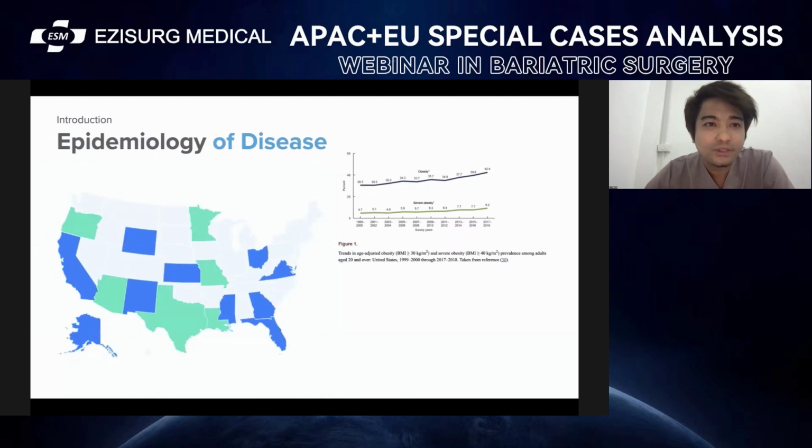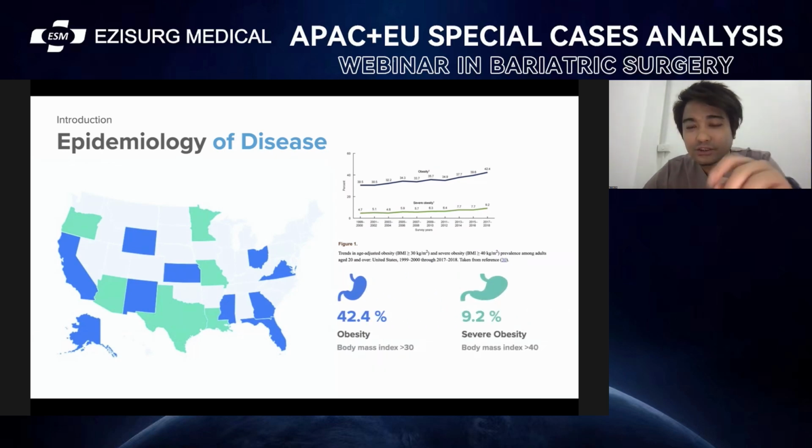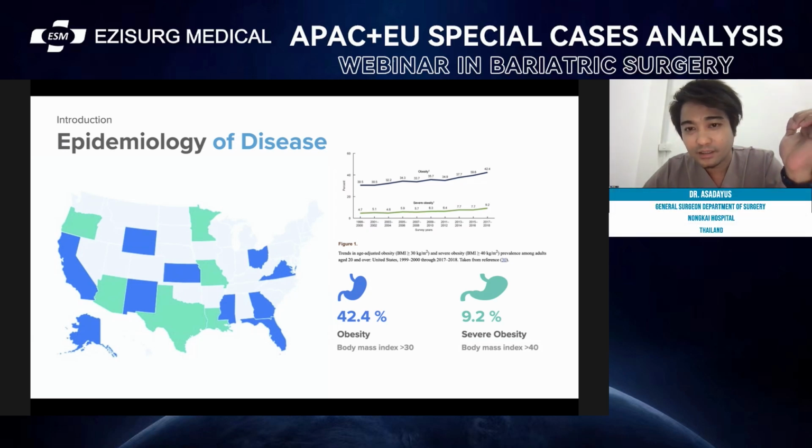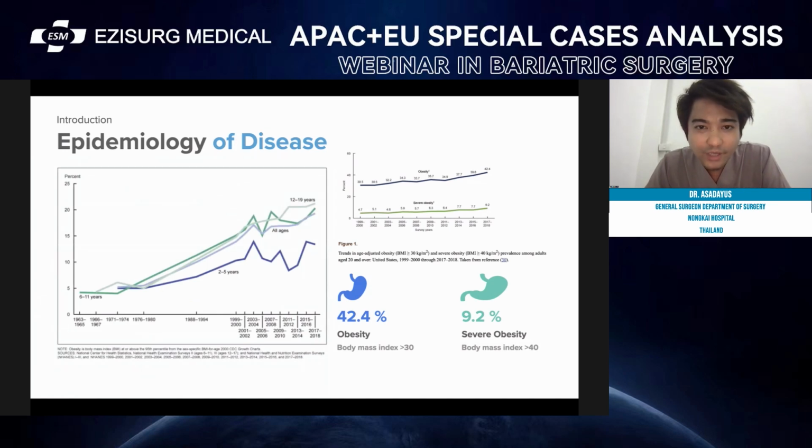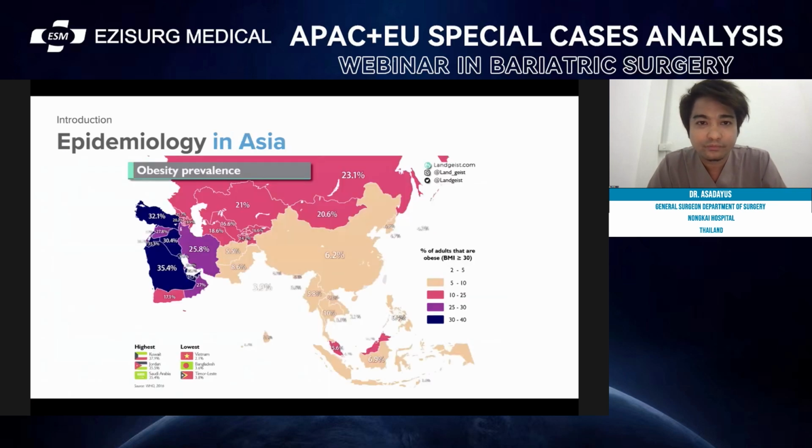This is the epidemiology of the disease of obesity in the United States, and you can see the graph on the right side of the screen. The graph shows obesity and severe obesity, and the epidemiology of obesity is rising every year. I'm focused on the graph of 12 to 19 years old, and it has increased every year since 2000, and increased more than the other age groups.